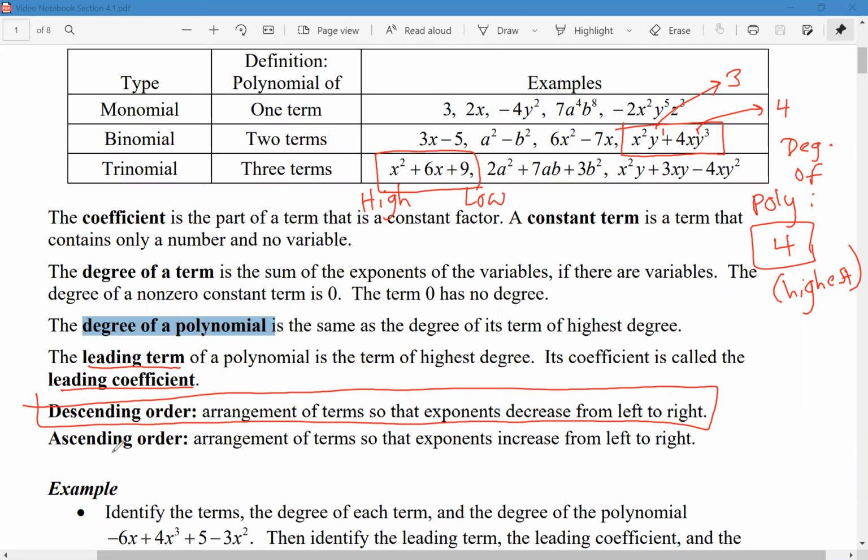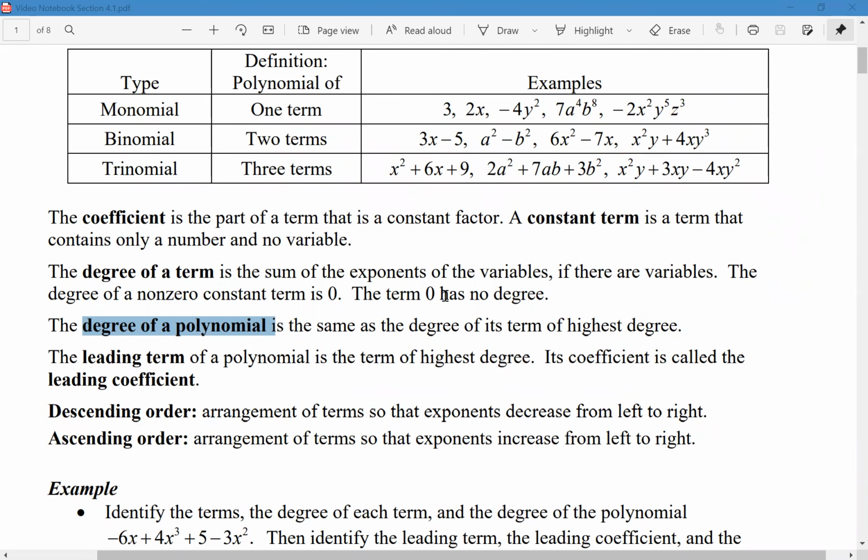Sometimes you might be asked to put something in ascending order, so going up, increasing, so arranging the terms so that exponents increase from left to right. Again, this is going to be much less common, but you might see that word used. So descending is going down from left to right, highest to lowest, and then ascending is lowest to highest. And then we're going to see an example, and I might have already done some of these.